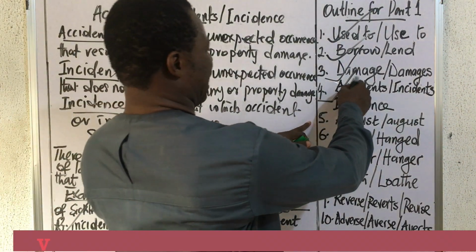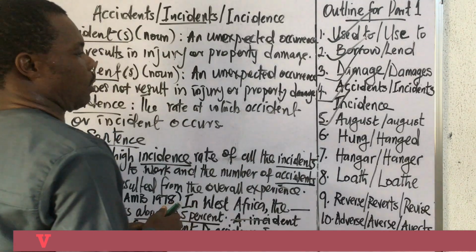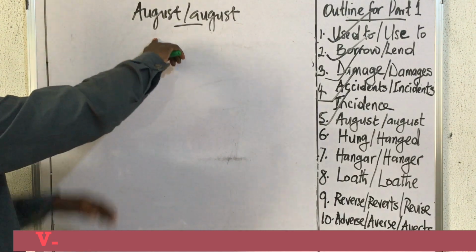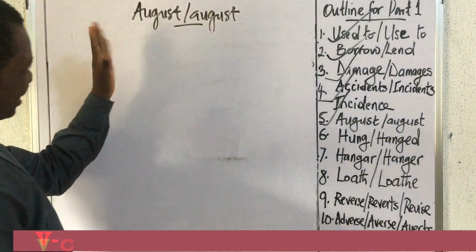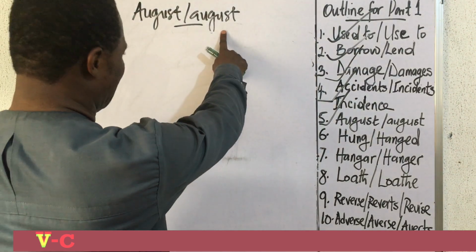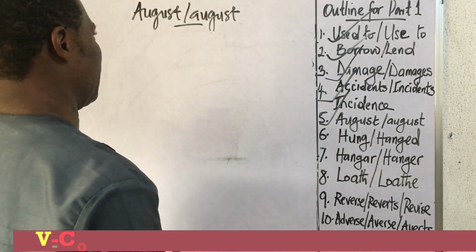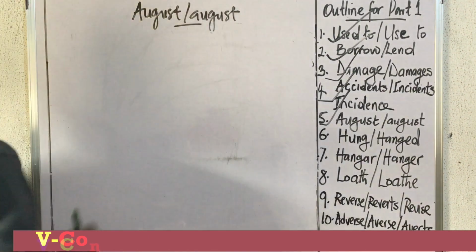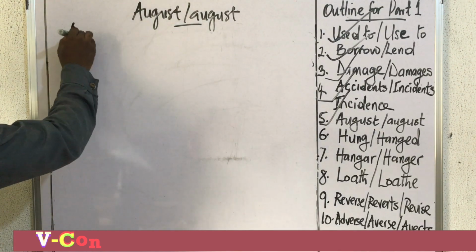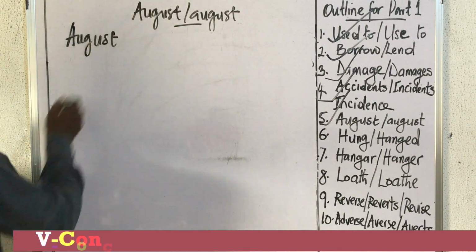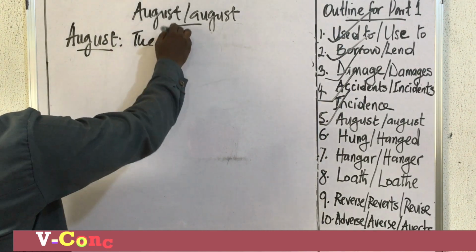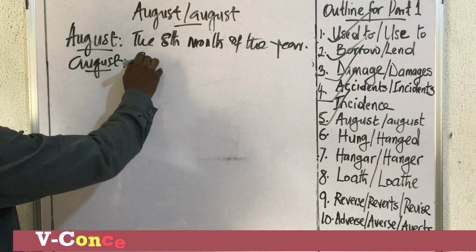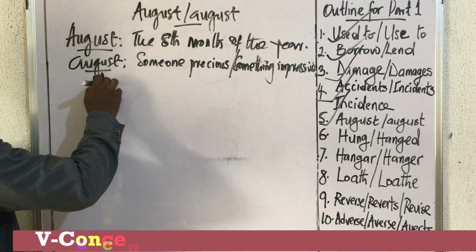So we go to the fifth set, which is what? August, august. Take note of the pronunciation and then the spelling as well. The first word must basically start with a capital letter, while the second word can usually start with what? Small letter. But if it is at the beginning of a sentence, of course, then you will build sentence construction and it can start with a capital letter. Now, what's the meaning of August? This simply means the 8th month of the year. Then what about august? Someone precious. Let's look at the usage.